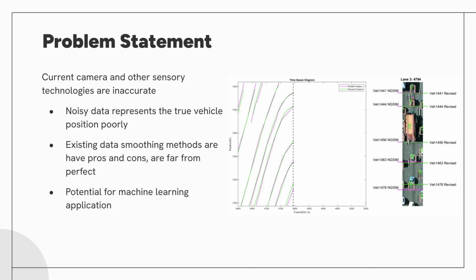Vehicular trajectory data, as captured by current camera sensor technology, has inaccuracies in the form of noise. When vehicle positional data is translated to velocity, acceleration, and jerk, the higher order derivative translations accentuate these inaccuracies. This noisy data represents the true vehicle position poorly and thus makes certain aspects of simulations and future trajectory positions unreliable. There exist many data smoothing algorithms, each with their own strengths and weaknesses.